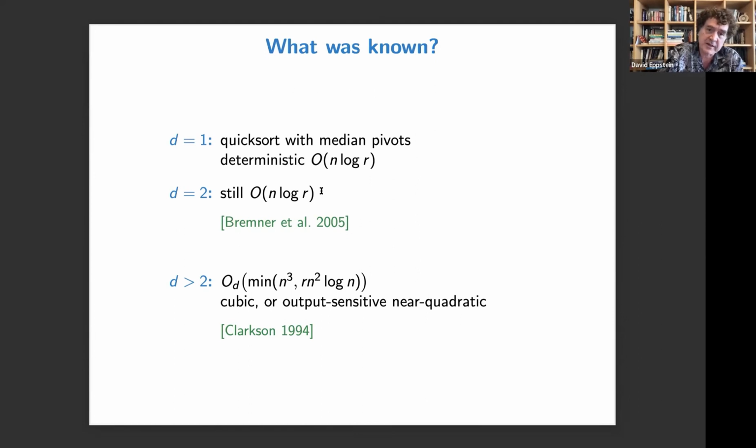But the main result of that 2005 paper was that you can get that same n log r output sensitive running time in 2 dimensions, where the obvious n log n algorithm is to compute the Voronoi diagram, choose the points that have a Voronoi neighbor of a different color, and output them. That takes n log n time. You can reduce that to n log r, just as you can in this 1-dimensional early stopping quicksort algorithm.